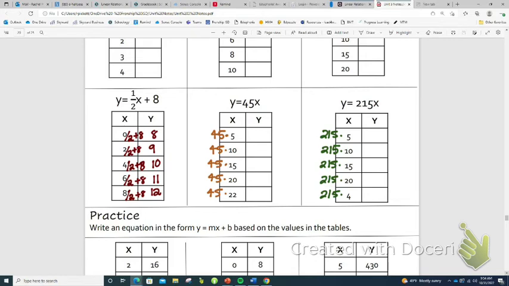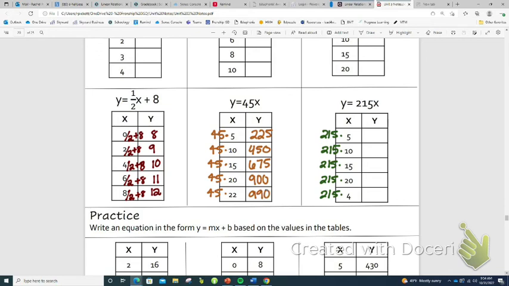So going back to y equals 45x, if we do 45 times 5 for x, it gives us 225. 45 times 10 is 450. 45 times 15 is 675. 45 times 20 is 900. And 45 times 22 is 990.